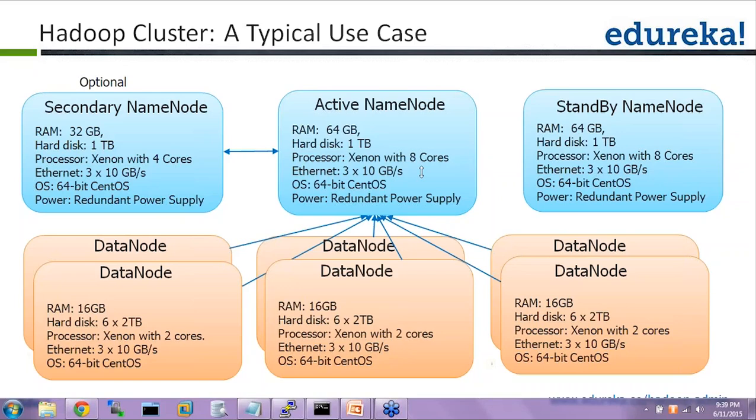But yes, if you are keeping the secondary name node, then it is quite okay to have it with the same amount of hardware capacity as the active name node. But keeping it half is also okay, because you're not going to make the secondary name node as powerful as the active name node. You're not going to replace the active name node with the secondary name node in any way.